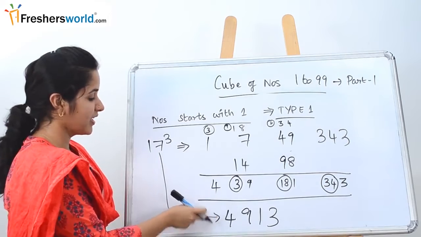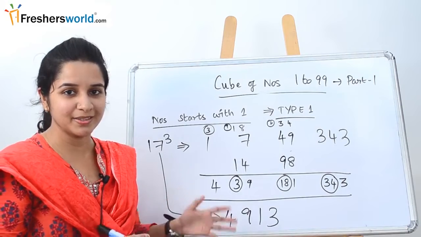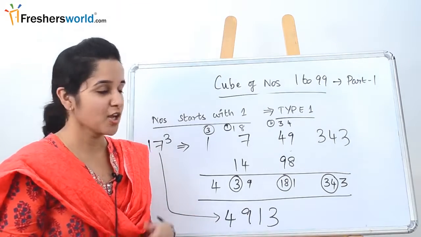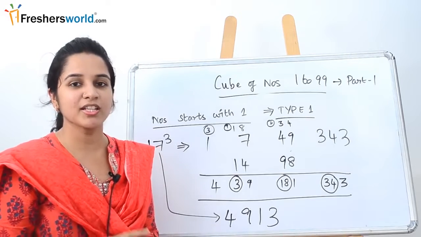So that's how you get the answer for 17 cube. So similarly for other cubes also you can solve it in a similar manner and you can find the answer very easily. Once you start solving it, you will get the speed and you can find it within seconds. So let's go to the type 2.